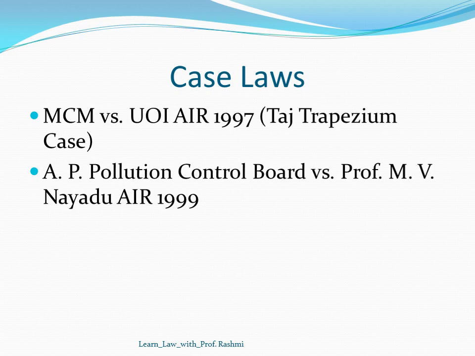Next case law, AP Pollution Control Board versus Professor M.V. Naidu, AIR 1999. This is also one of the important case laws with respect to air pollution. Here the Supreme Court observed that the principle of precaution involves the anticipation of environmental harm and taking measures to avoid it, or to choose the least environmentally harmful activity. So basically, either avoid the activity totally, or if that activity is necessary to be carried out, choose a way such that the least effect on the environment is caused. So the environment is least affected.